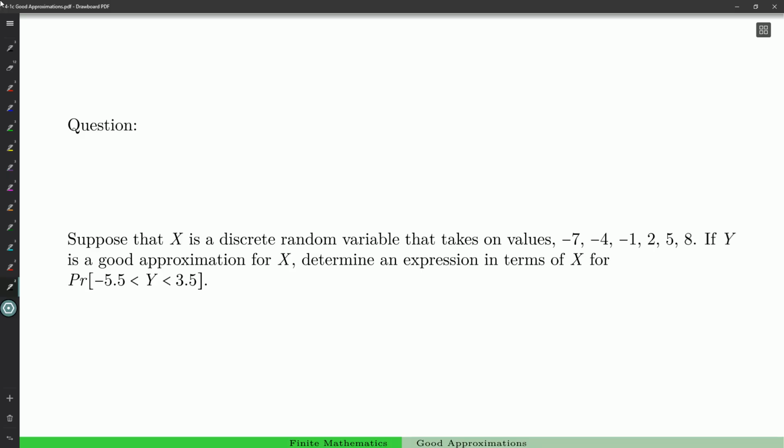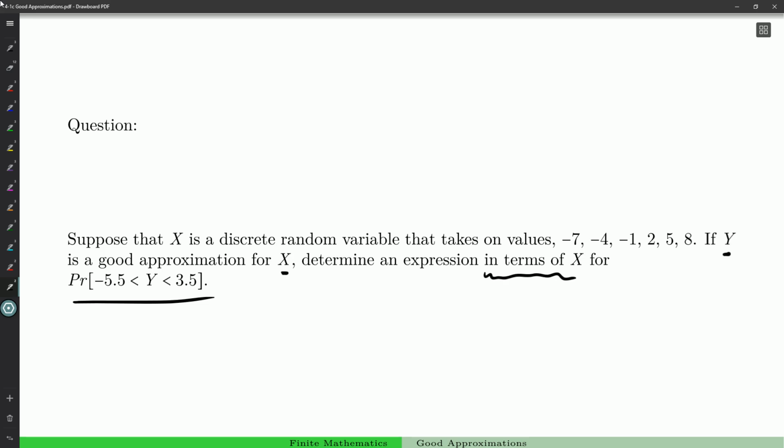Suppose that x is a discrete random variable that takes on the values -7, -4, -1, 2, 5, 8, so it's going up by threes. If y is a good approximation for x, determine an expression in terms of x, the probability that y is between -5.5 and 3.5. So this is an interesting question.